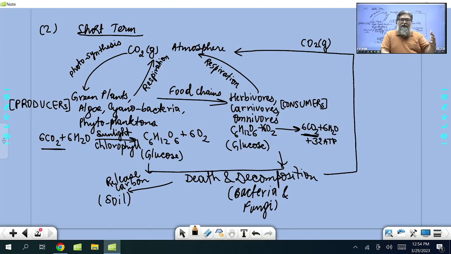slowly converting through something called carbonization, mineralization. With extreme pressure and temperature, it will become fossil fuel. But what I have written here now is the short term part of the cycle. Fossil fuel, coal and all will be long term. I will be coming to that also, how the long term cycle works. But this is the short term which I have mentioned here.